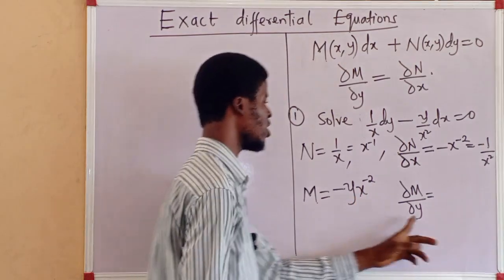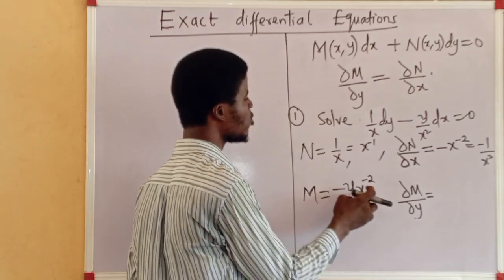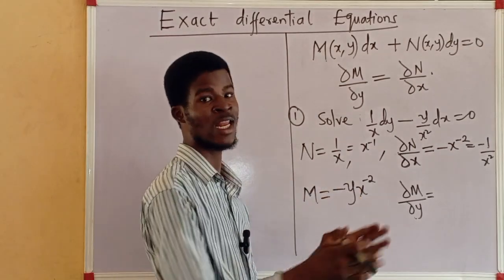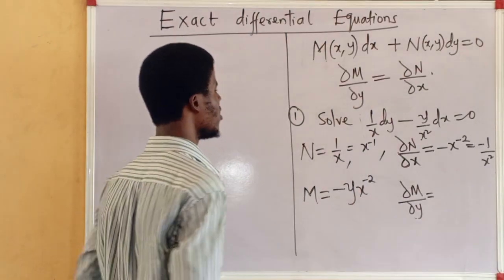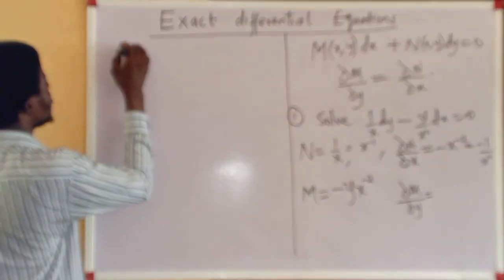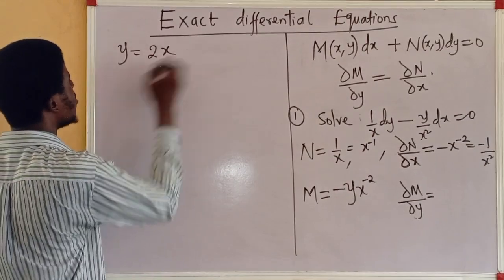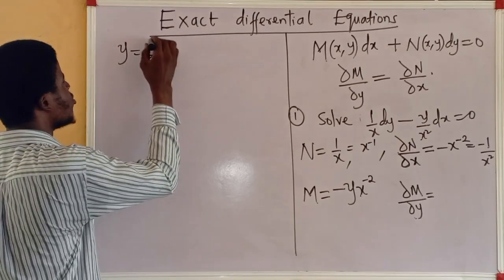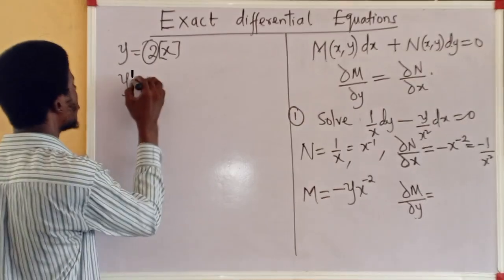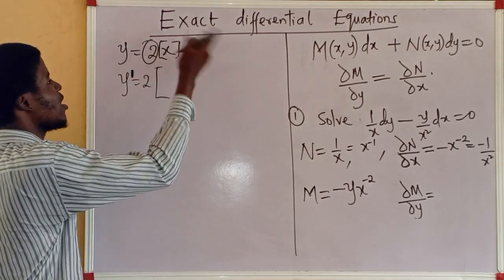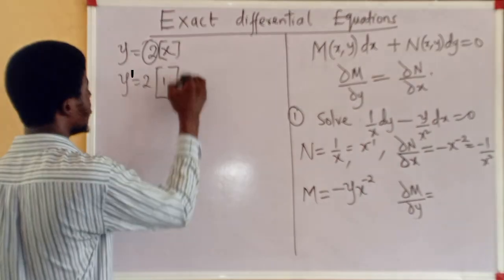So since this is with respect to y, it means that I will assume x raised to the power minus 2 as a constant. If we are taking x raised to the power minus 2 as a constant, it's like saying we differentiate y equal to 2x. We are not bothered about this 2. We are bothered about the x. Y equal to 2 in brackets. Differentiate x with respect to x, we obtain 1.